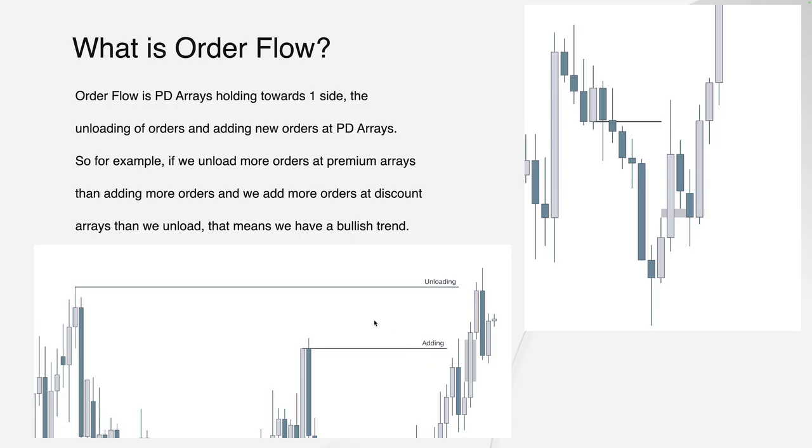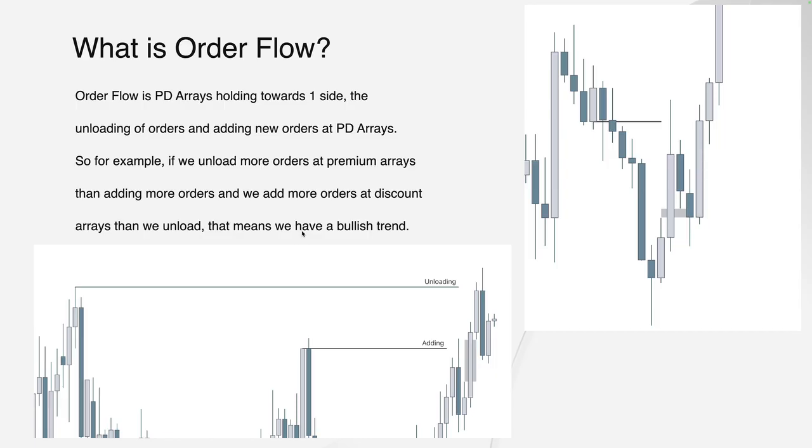Why does that happen there? Why does the unloading happen there? How do we know we are adding orders on the other side? All things we're going to go into. So for example, if we unload more orders at premium arrays, like we're seeing in both examples, we are unloading orders at premium arrays. We're not adding new orders. How can we know that? Again, what we're going to dive into. So then adding more orders, and we add more orders at discount arrays than we unload, like we are seeing again, that means we have a bullish trend.